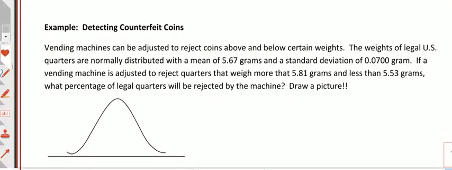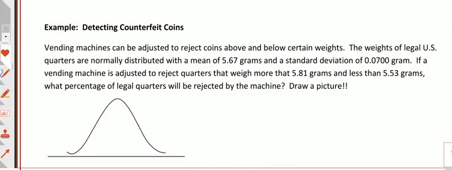The weights of legal U.S. quarters are normally distributed with a mean of 5.67 grams and a standard deviation of 0.07 grams. If a vending machine is adjusted to reject quarters that weigh more than 5.81 grams and less than 5.53 grams, what percentage of legal quarters will be rejected by the machine?